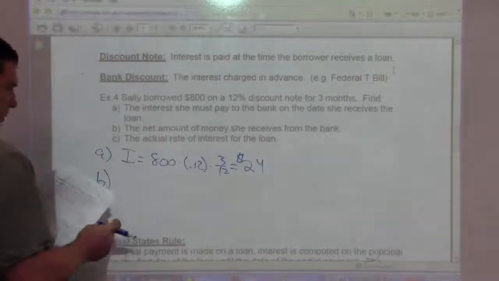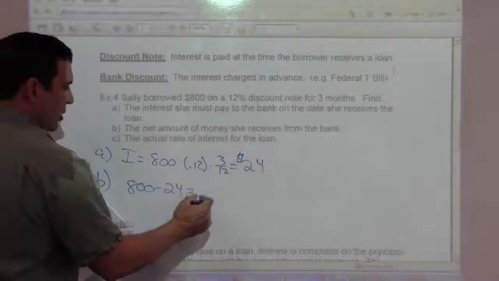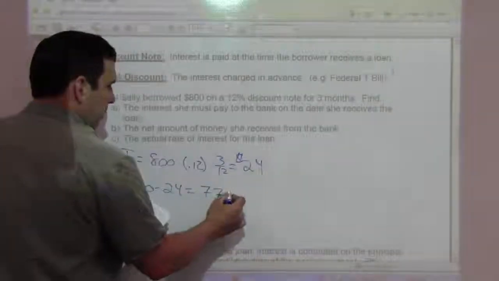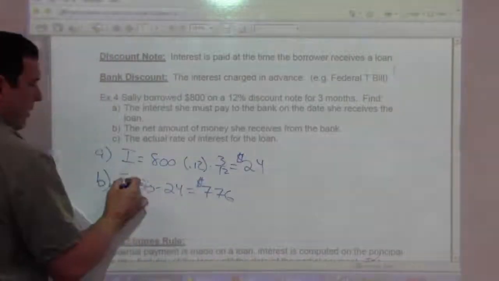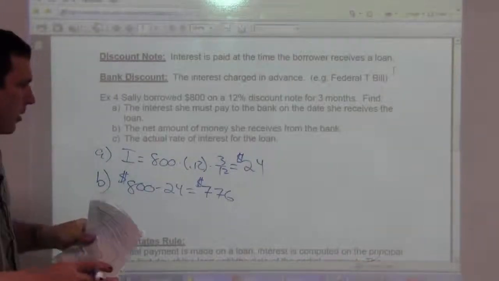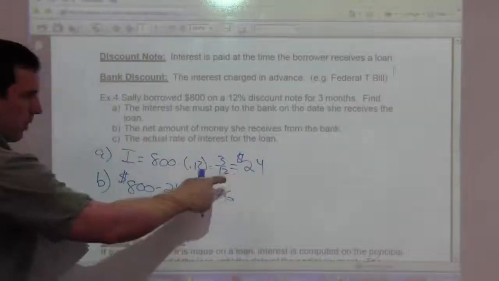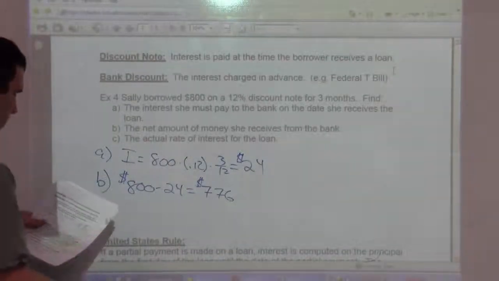So how much does she receive? Well, she borrows $800 minus the $24 in interest. She gets to spend $776. So what's the true rate going to be? Because really, the interest on the $776 is $24, and that's more than 12%.